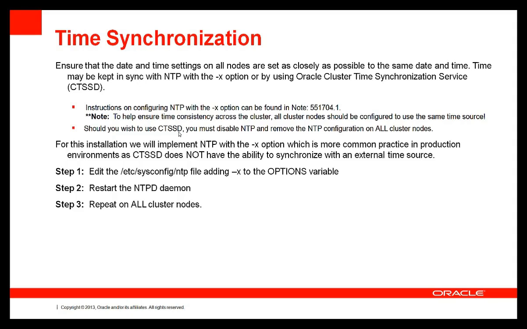If you do not want to use NTP or don't have a time source, you can use CTSSD. If you want to use CTSSD, you must disable NTP and remove the NTP configuration from all nodes. For this installation, we are going to implement NTP with -x. This is the more common configuration, as many customers do want their time synchronized to a standard time source, whereas CTSSD synchronizes the time across all cluster nodes from a single node in the cluster, which is called the reference.